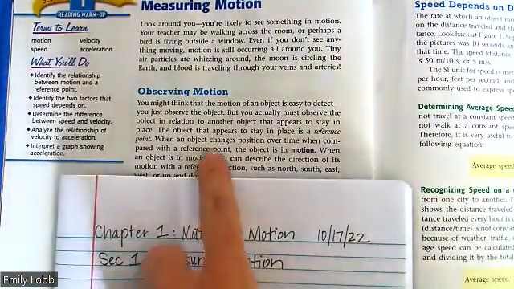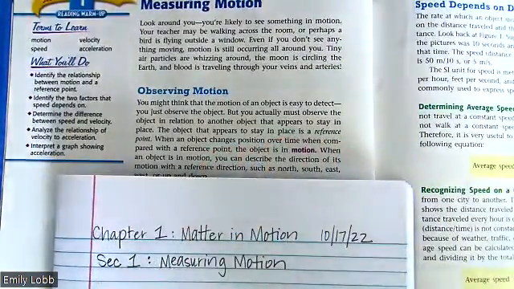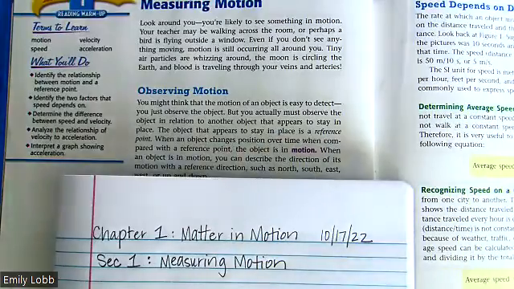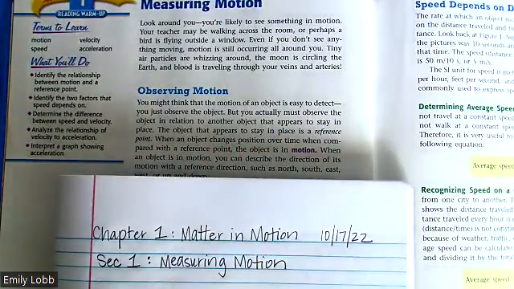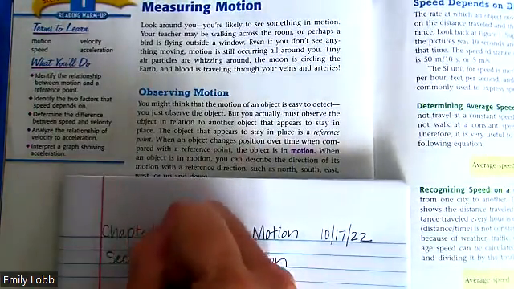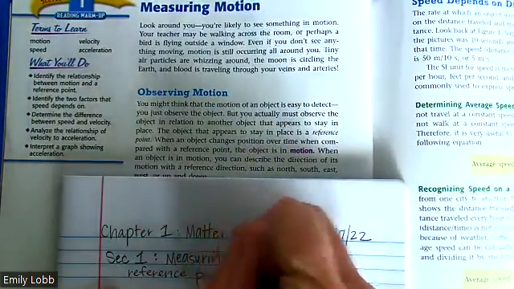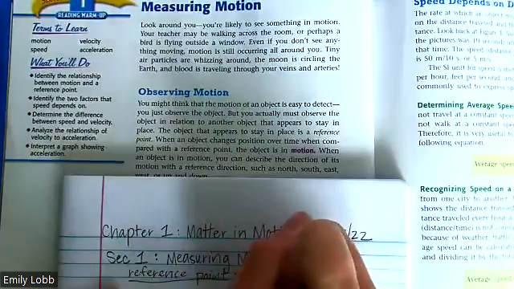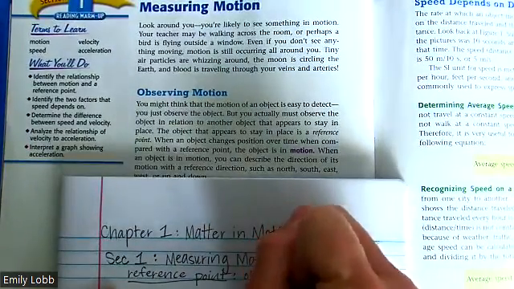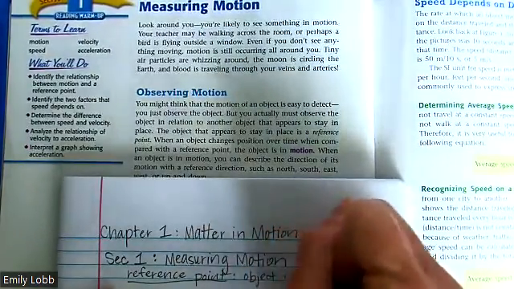So the object that appears to stay in place is a reference point. I see highlighted things. I'm just going to write down reference point. And then I'm going to use my own words and say object in place.